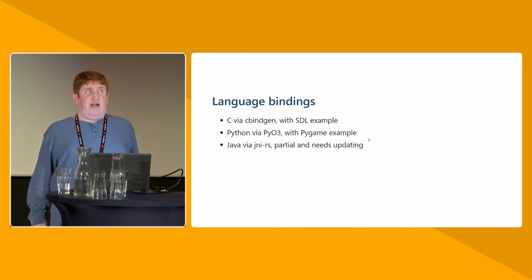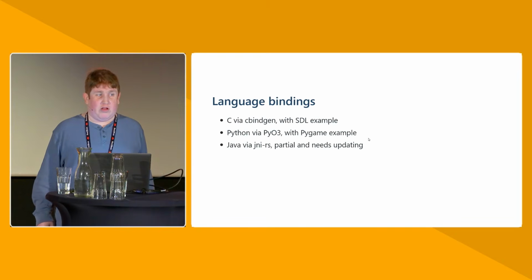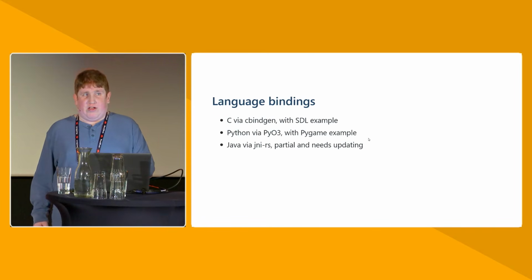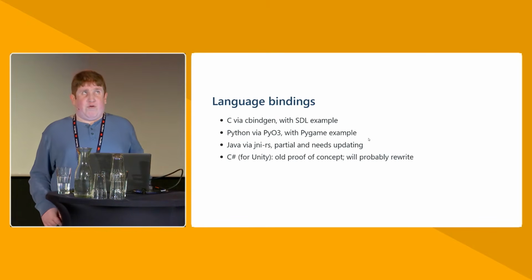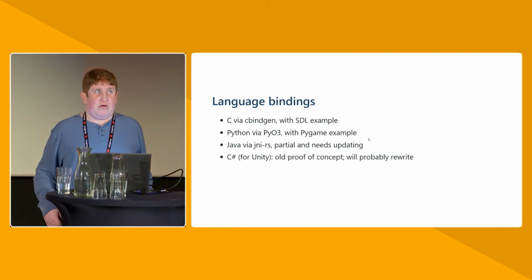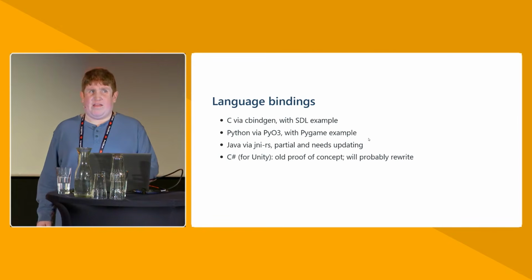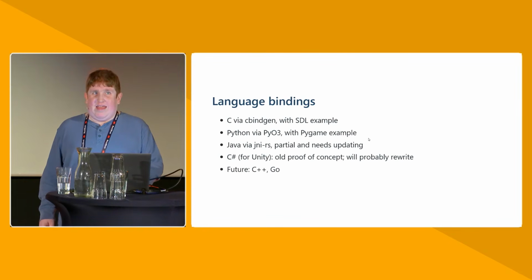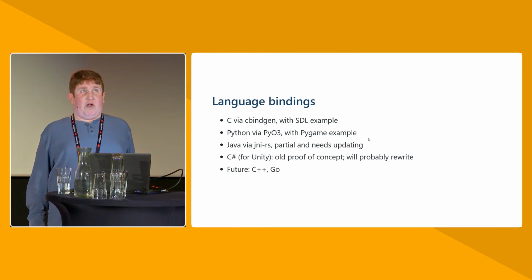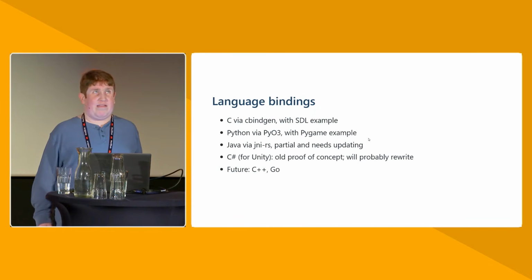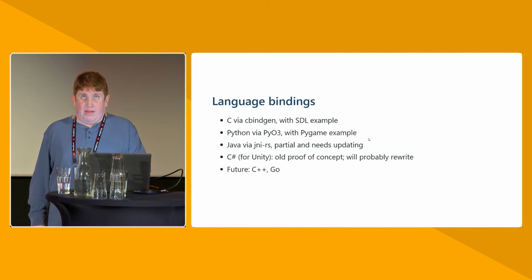I did some work on Java bindings using the crate called JNI and manually writing the corresponding Java glue code. And that was about 2 years ago, so I need to update that. We did a proof of concept Unity plugin a few years ago, and we'll probably rewrite the C# bindings part of that at some point. And then we would also like to do bindings for Go and C++. Of course, you can already use AccessKit from those languages and more using the C API, but we would eventually like to provide idiomatic language bindings as well.